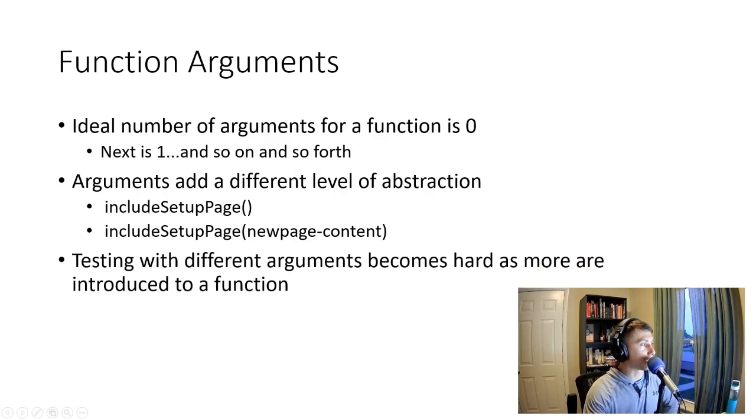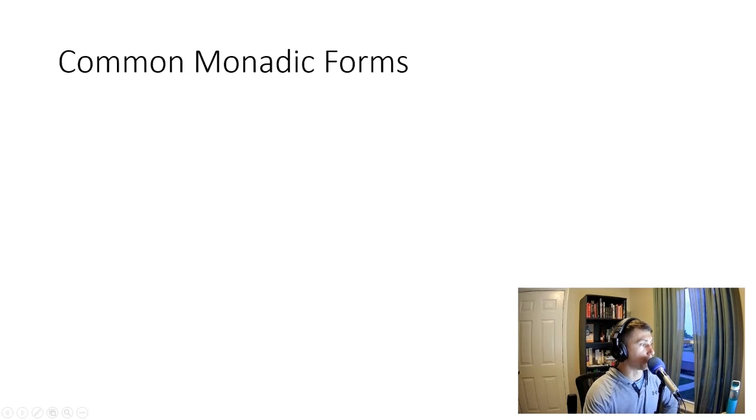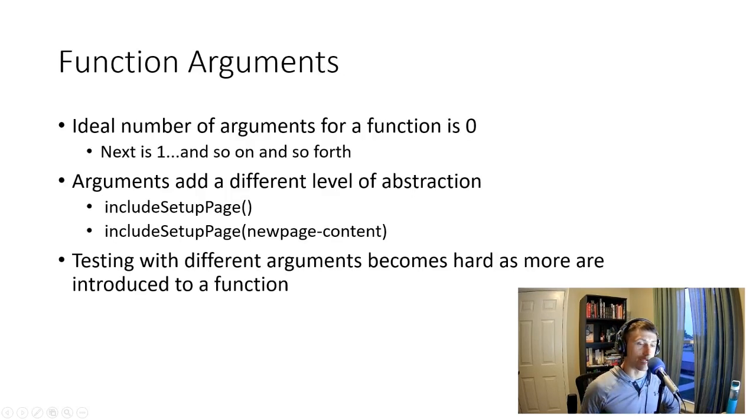Next up, this is where we're going to get into function arguments. This is another rule that I kind of violate a lot. Robert says the ideal number of arguments for a function is 0. Next is 1, and then so on and so forth from there. This was very new to me because I have functions with multiple arguments, but I get where Robert says here that arguments add a different level of abstraction potentially.